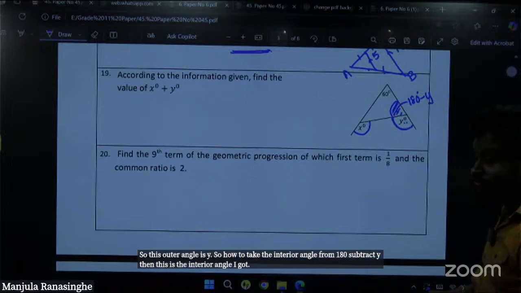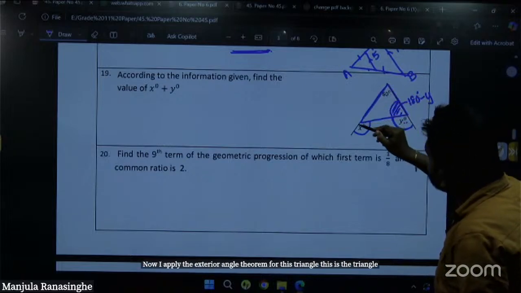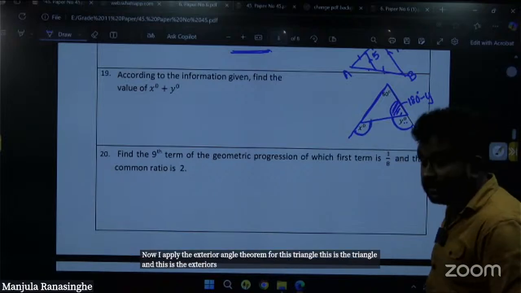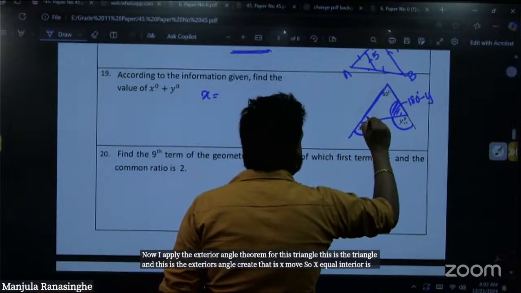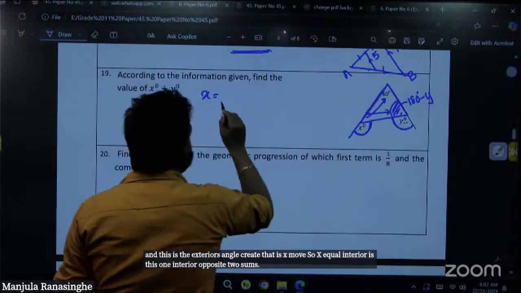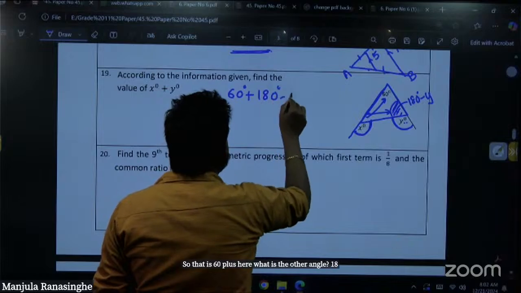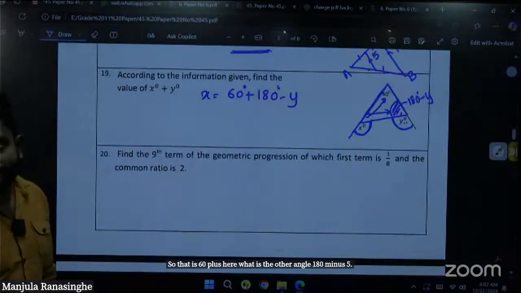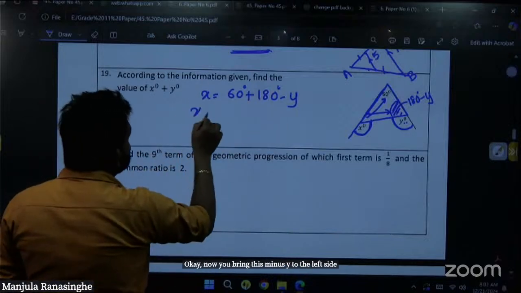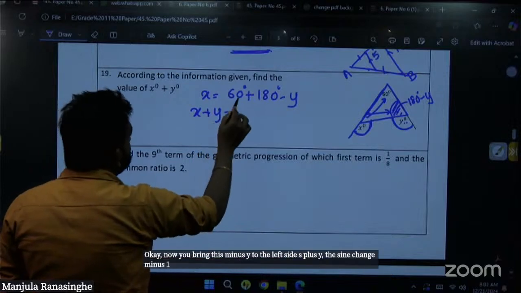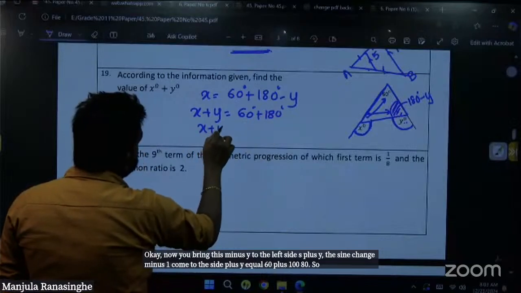Then this is the interior angle I got. Now I apply the exterior angle theorem for this triangle. This is the triangle and the exterior angle created is x. So x equals the sum of the two interior opposite angles. So that is 60 plus, what is the other angle? 180 minus y. Now you bring this minus y to the left side as plus y, the sign changes. Minus y comes to this side, plus y equals 60 plus 180. So x plus y equals 240.